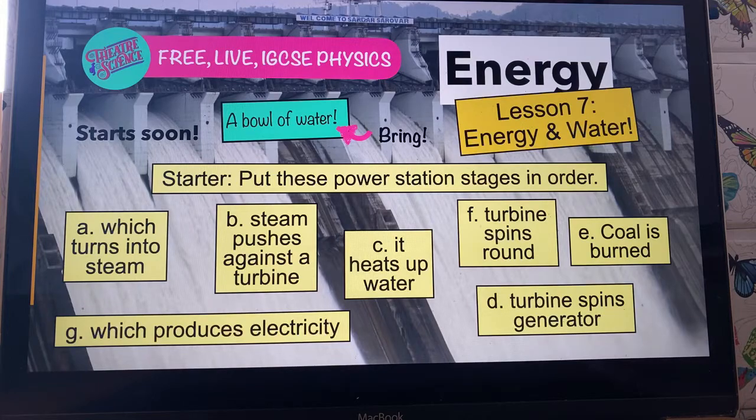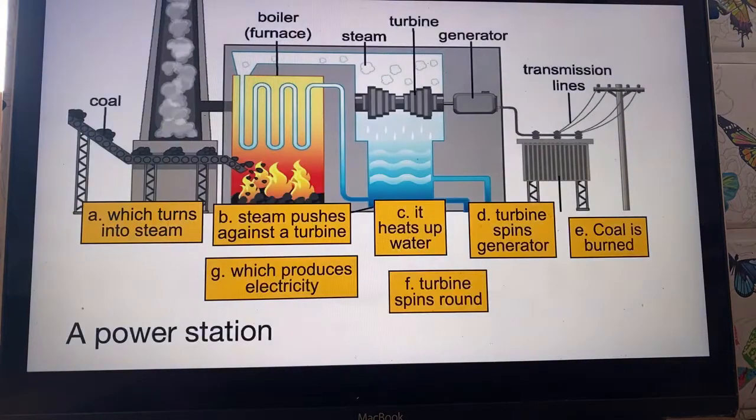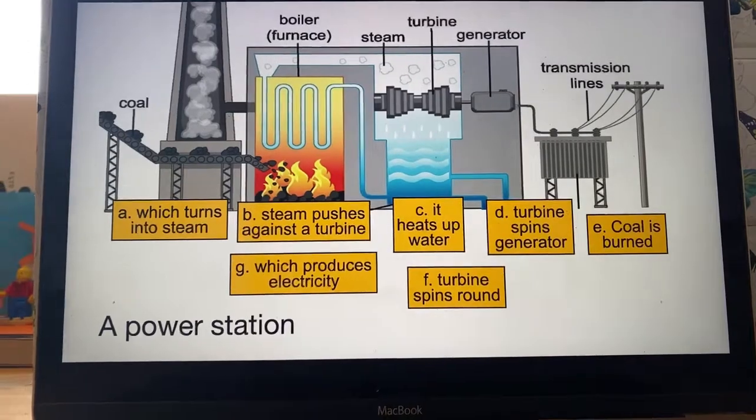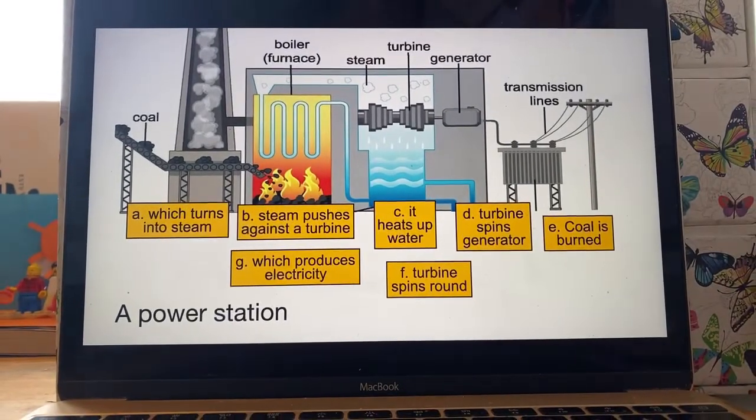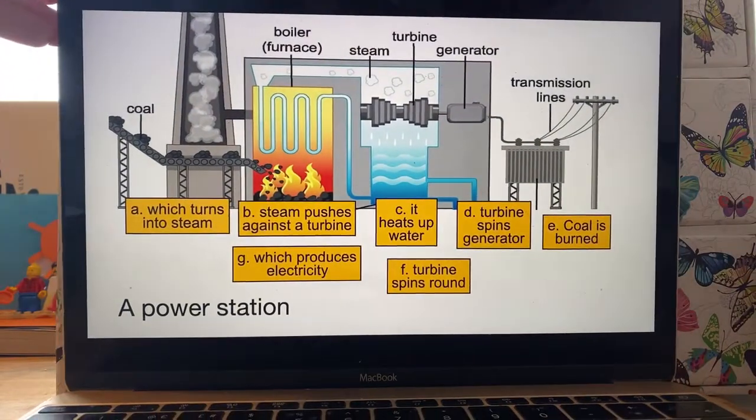All right, are you happy with that? Let's have a little look then. Let's remind ourselves of what's going on inside a power station, because we learned about that last week. Right, here's a power station. Here's all those stages that I told you about. So this is a power station that burns coal, yeah? Like fossil fuels.